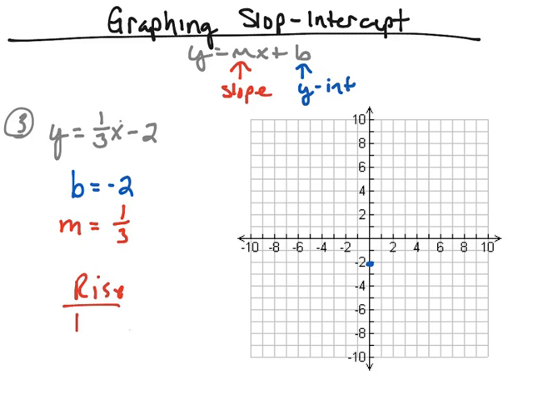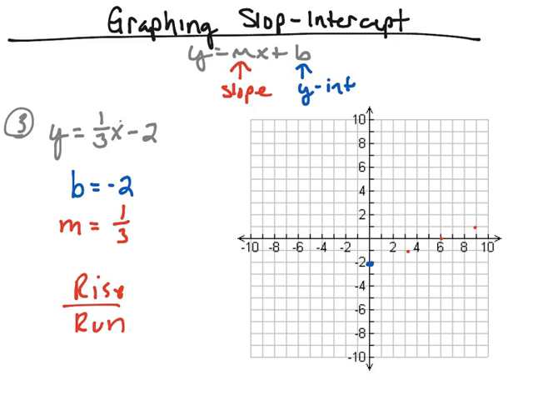Remember, slope is defined as rise over run, which means in this case we're going to be going up 1 and then over 3. Rise 1, run 3. So let's go ahead and do that. Let's go up 1, 3 to the right. Up 1, 3 to the right.